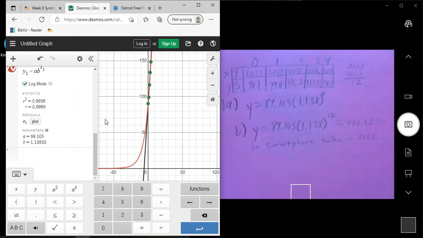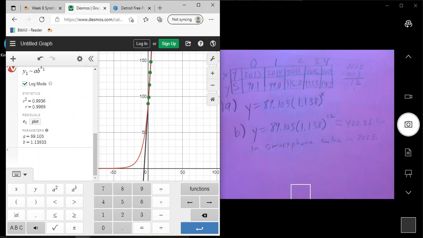And that is basically it for problem number 4. Did anyone have any questions? Okay, well, we are done for lesson 3.7.